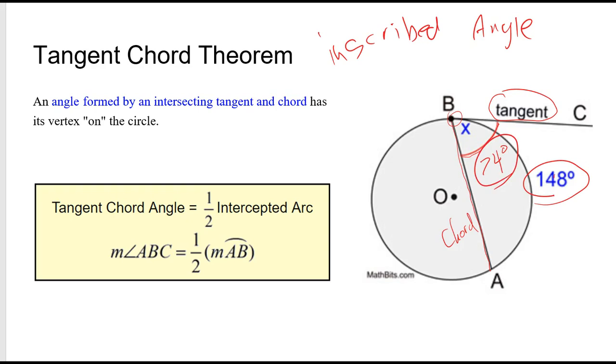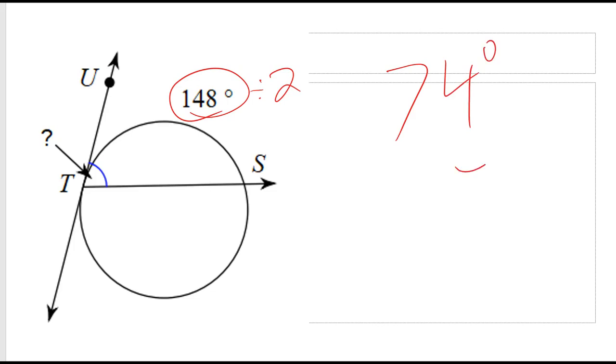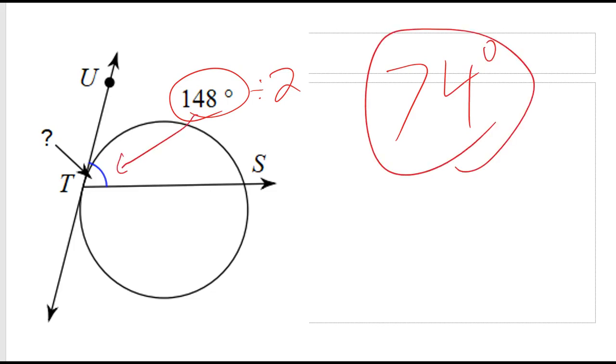So anytime you get a problem that looks like this, you just either cut this in half to go here, divide by 2, or multiply by 2. There we go. Pretty simple. Alright, so this is our tangent chord. We are given the big angle, 148. Now we're going to divide by 2. We take this number, cut it in half, and get 74. There's my angle right there. So if I go from big to small, divide by 2, and we're good to go.